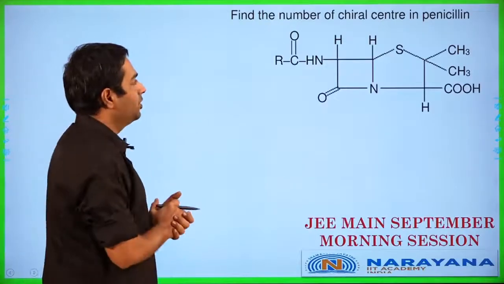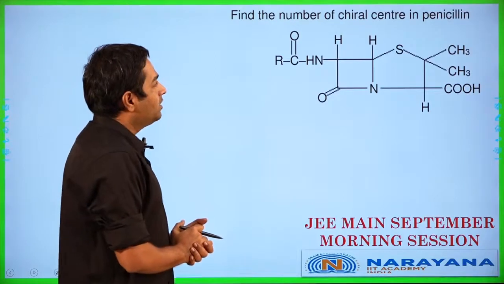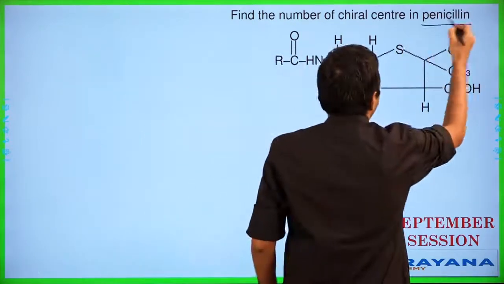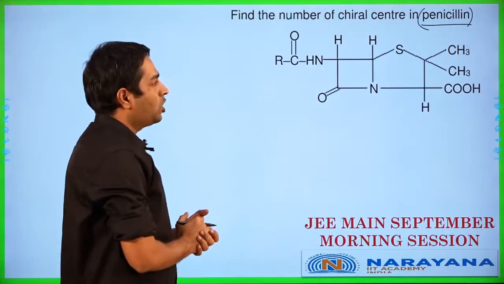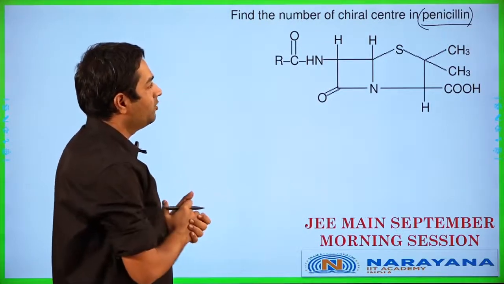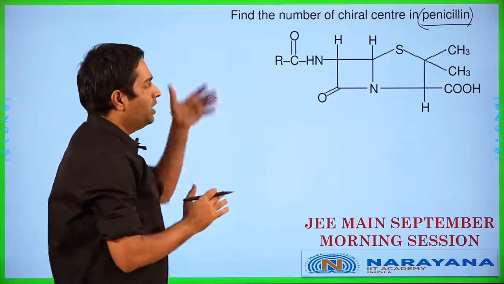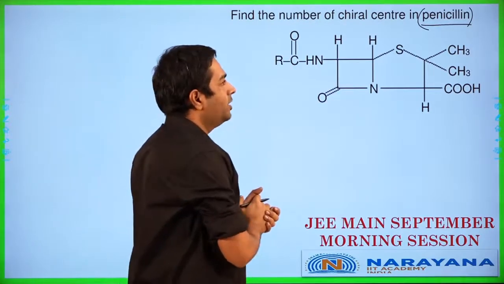Okay, the first question here, find the number of chiral centers in penicillin. So when we talk about penicillin here, penicillin is going to be something which is a broad spectrum antibiotic. Alright, so this broad spectrum antibiotic is going to be something which is available in chemistry in everyday life chapter, and we are going to be having the structure luckily given to us over here.